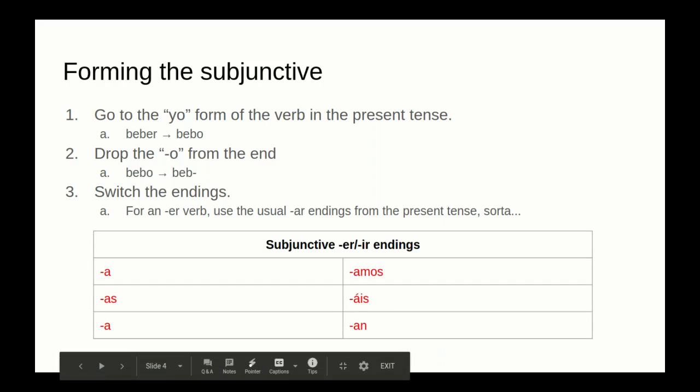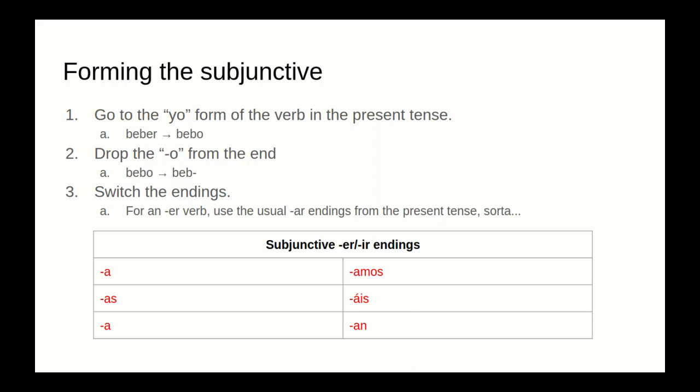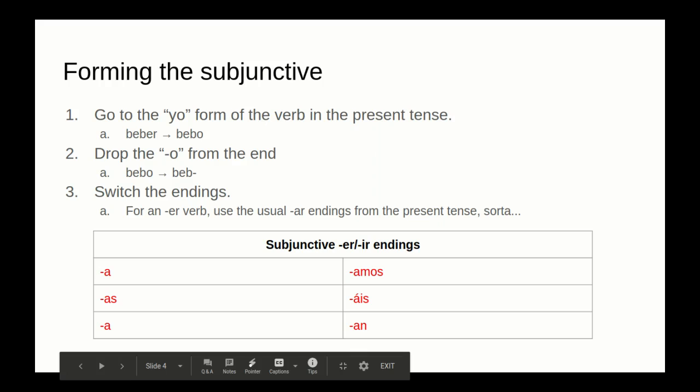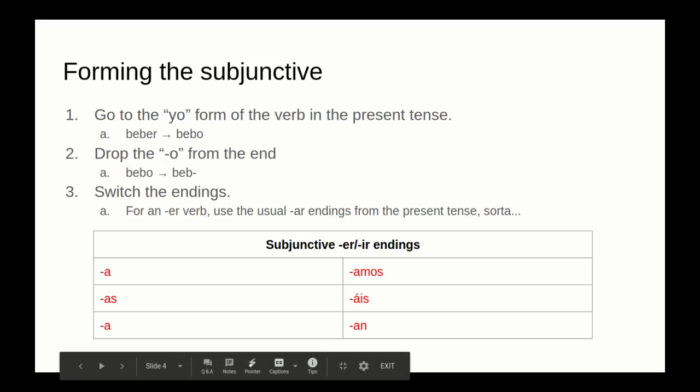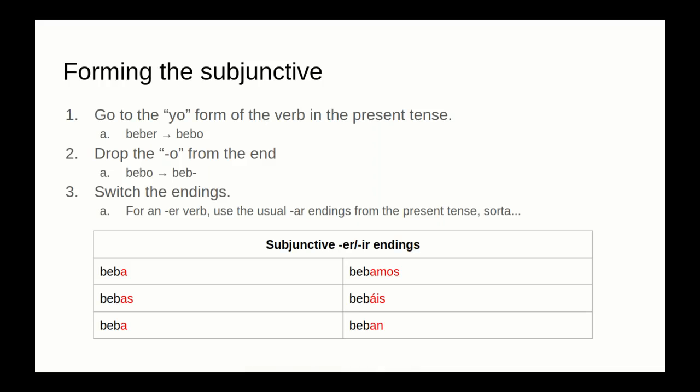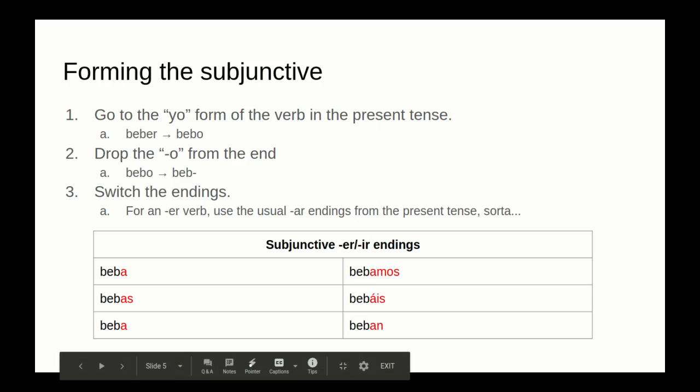Note a, as, a, amos, áis, an. These are all almost the same as your present tense AR endings, except the a here in the yo form. Note also your yo and él, usted, and ella are identical, so using your subject pronouns may be necessary with the subjunctive. What does this look like with our verb beber? Well, beber becomes bebo, drop the o, beb, switch the endings, and we get beba, bebas, beba, bebamos, bebáis, and beban.